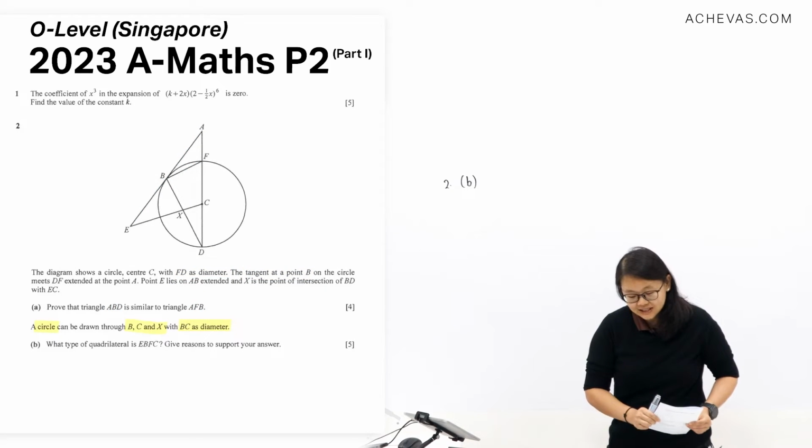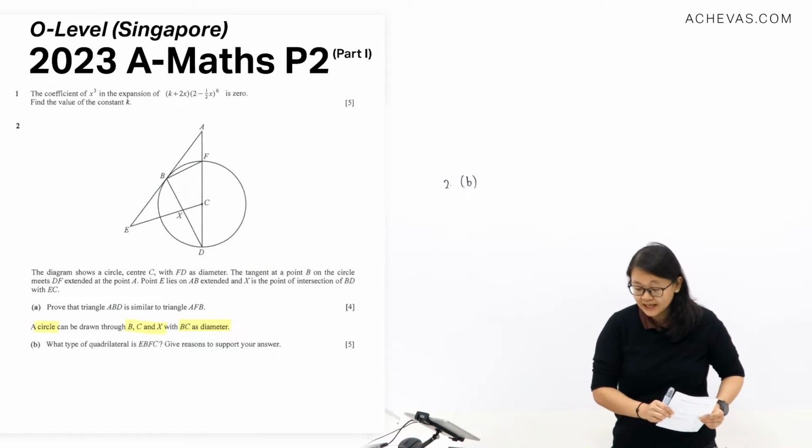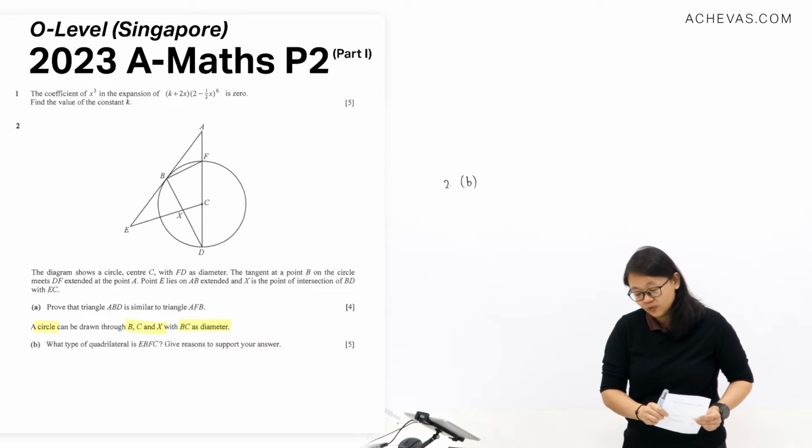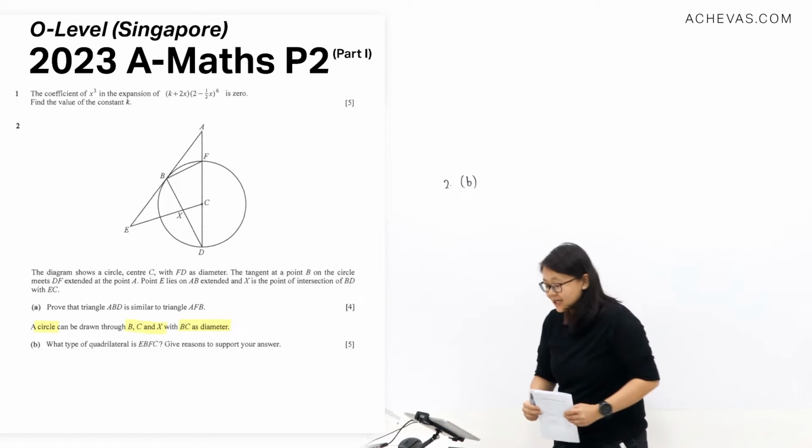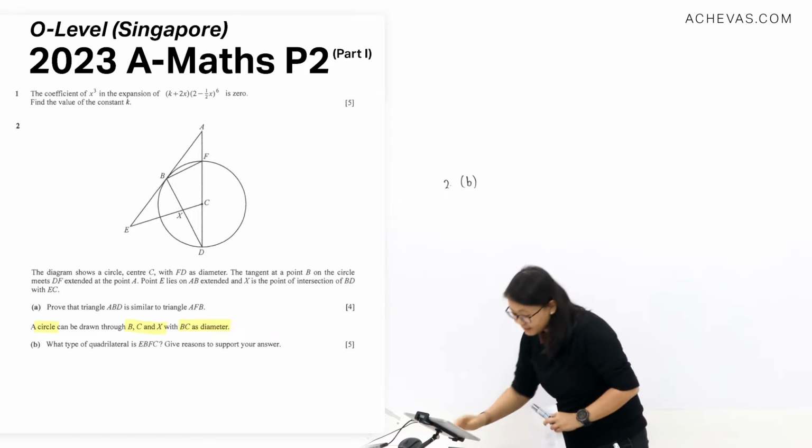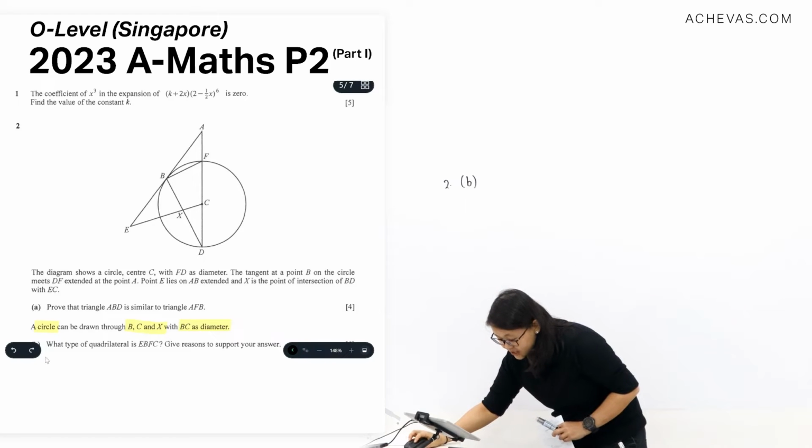Part B, a circle can be drawn through B, C and X with BC as diameter. What type of quadrilateral is EBFC? Give reasons to support your answer. Now I highlighted the important information. Let me take a look at this BC as diameter. I'm just going to draw this line in.